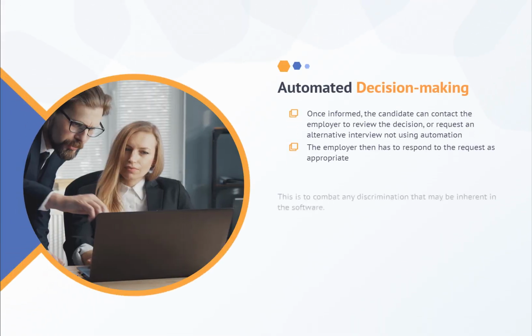Once informed, the candidate can contact the employer to review the decision, or request an alternative interview not using automation. The employer then has to respond to the request as appropriate. This is to combat any discrimination that may be inherent in the software.